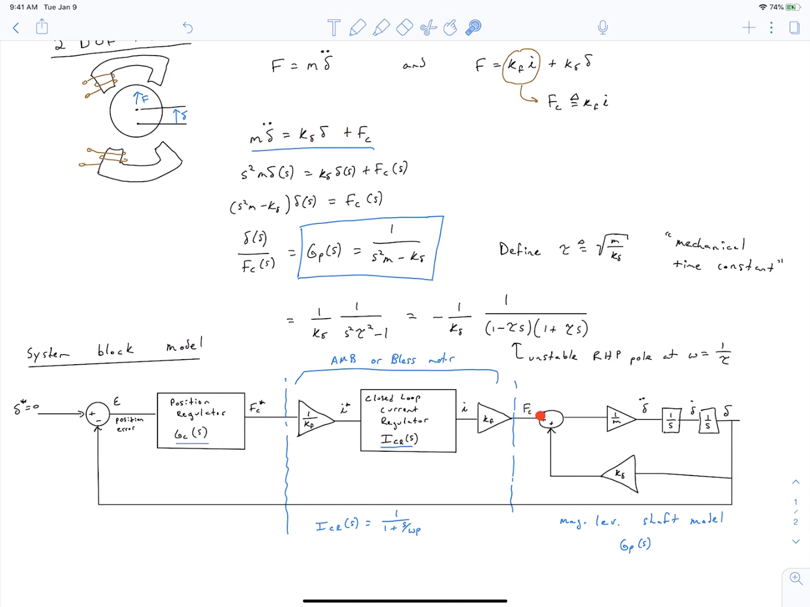So our force comes in, we add to it k delta times delta. So here's our position measurement, we're multiplying that by k delta, we're adding that to our force, and then we have to divide it by the mass in order to get the acceleration of our shaft. We integrate that once, we get the velocity of our shaft, we integrate that again, and we finally get the position of our shaft. So this is what you'd put in Simulink, and you'd also populate these blocks as well.